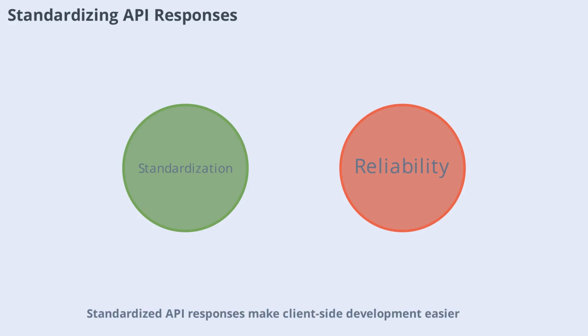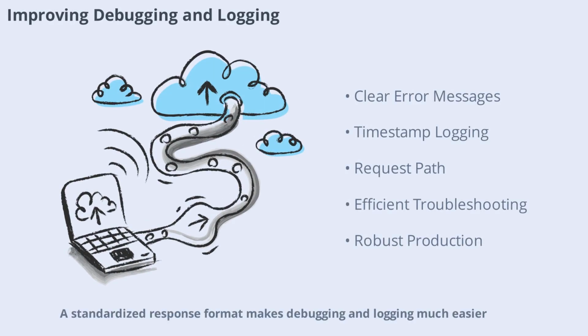Standardized API responses make client-side development easier. By using a consistent structure for both success and error cases, you ensure predictable results and simplify integration. This approach reduces confusion, speeds up development, and enhances the overall reliability of your application. A standardized response format makes debugging and logging much easier.